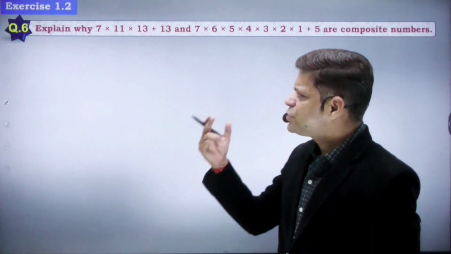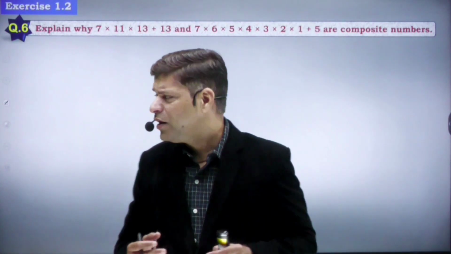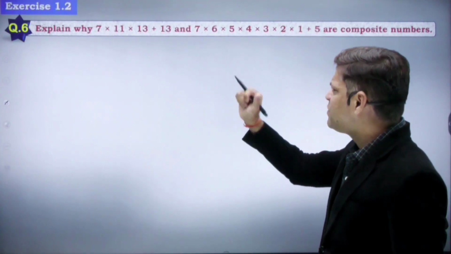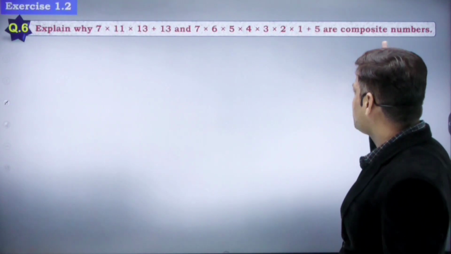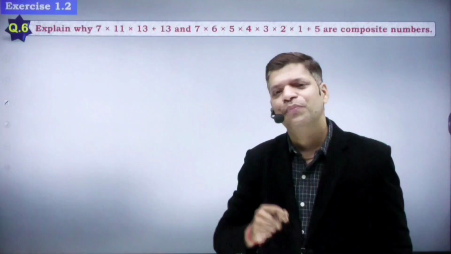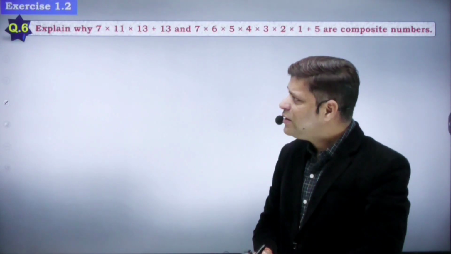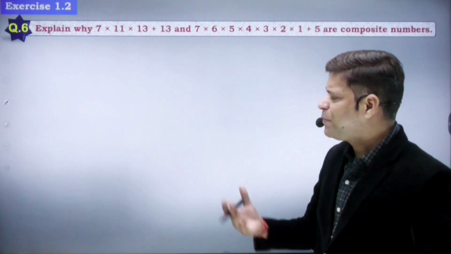The next question, in exercise 1.2, is question number 6. In question number 6 we have to explain why the numbers 7 into 11 into 13 plus 13, and 7 into 6 into 5 into 4 into 3 into 2 into 1 plus 5, are composite numbers. So why we are counting these numbers as composite numbers, we have to explain.